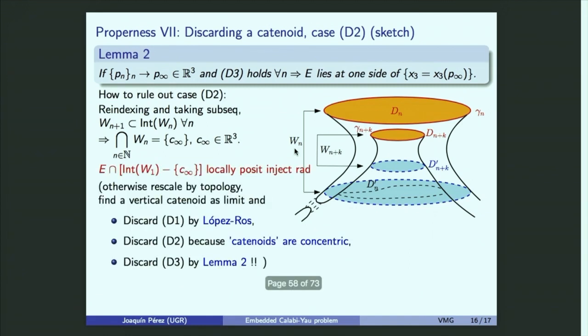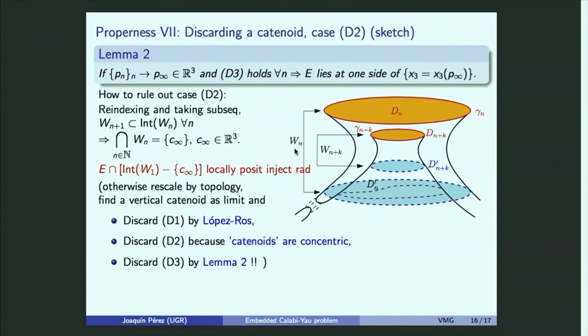And now I want you to think about the following. Take every piece of E, the original surface, inside the big solid region, the big solid catenoid. So that is the interior of W_1. Remove the point that you have created this way, and what I say is that everything in E in that set has locally positive injectivity radius. Why is that? And this is a subtle point. Because if not, I'm going to do the same argument that I did before.